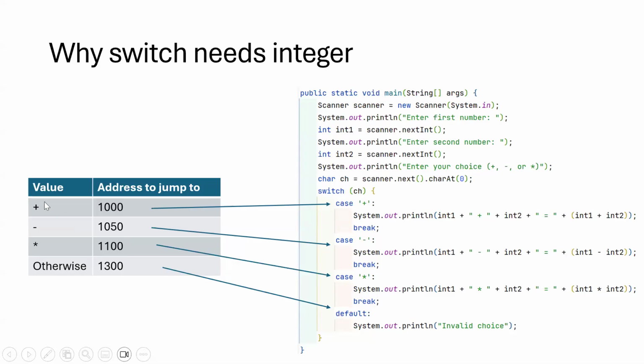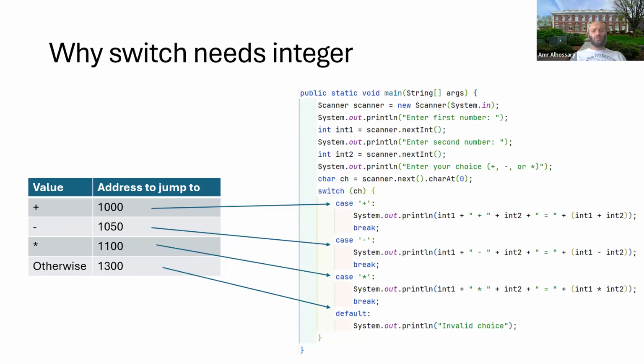First value, second value, third value. So it's a lookup table. You'll hear the word lookup table later. Most of you will not be with me. If you take the value plus, jump into the address 1000, and I'm using the word jump deliberately. This is literally jump. In assembly, it's called jump.